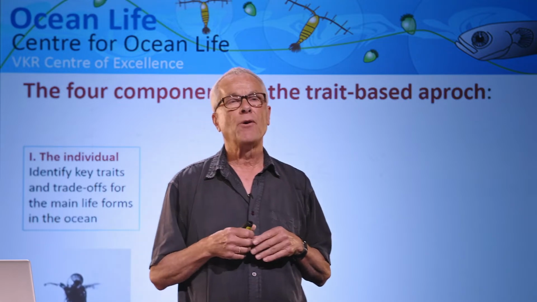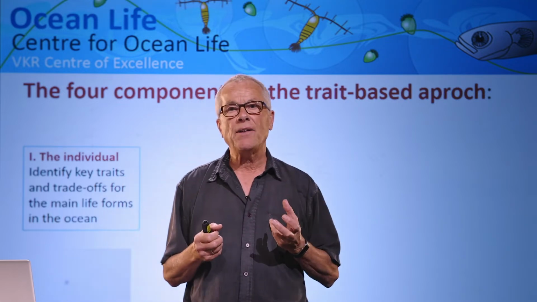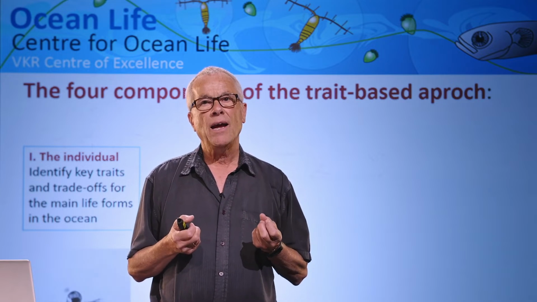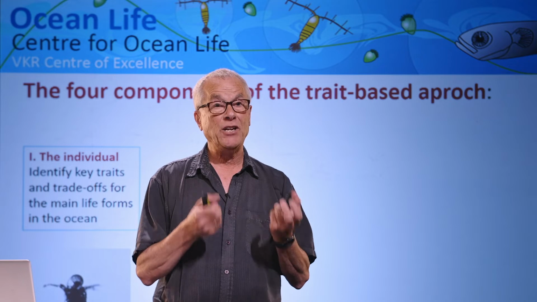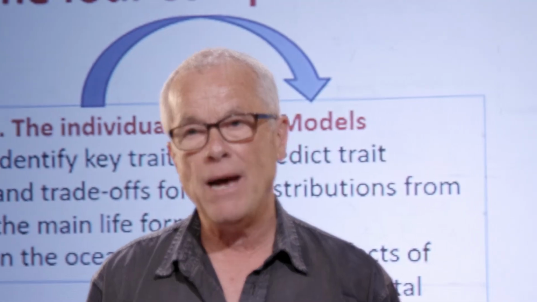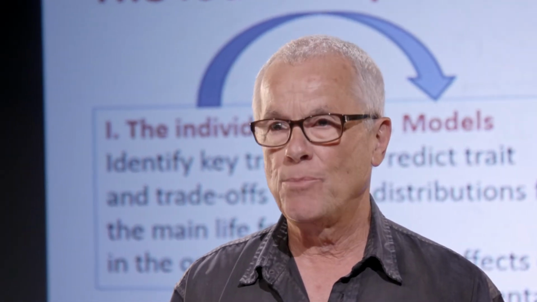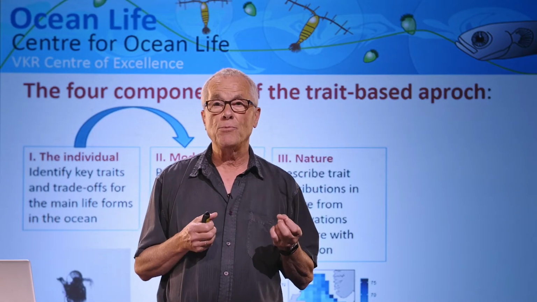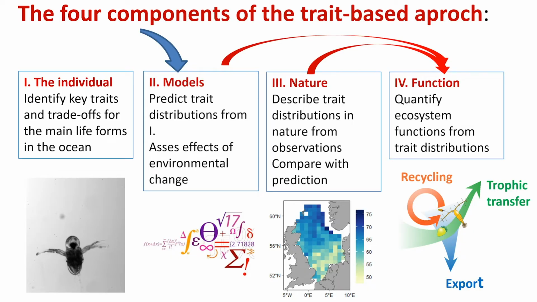Now, with the terms in place, we can describe the four components of the trait-based approach. The first component focuses on the individual and aims at identifying the few key traits of the main life forms in the ocean and quantifying the associated trade-offs. If we can do that, then we can write mathematical models that allow us to predict the distribution of traits in the ocean. For example, the trait composition of a community, or the spatial distribution of organisms with a particular trait. We can then test these models against observations of trait distributions made in nature.